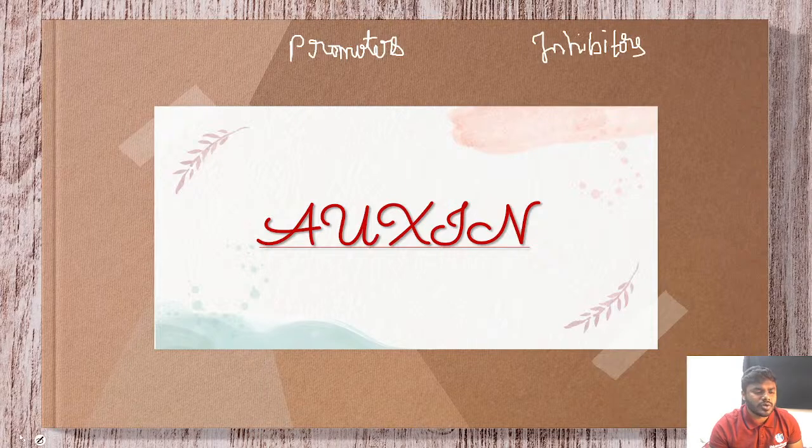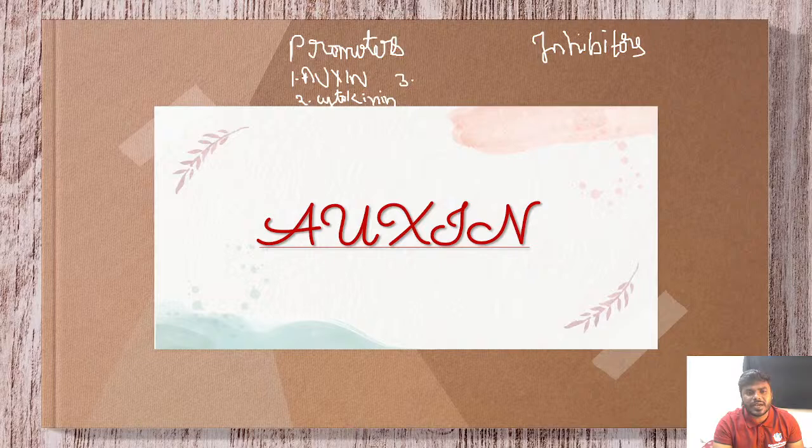I want you to remember every possible example, friends. Growth promoters are what, friends? Auxin is a growth promoter, no doubt about it. Cytokinin is also a growth promoter, no doubt about it. And friends, gibberellic acid is also a growth promoter. There is no doubt about it.